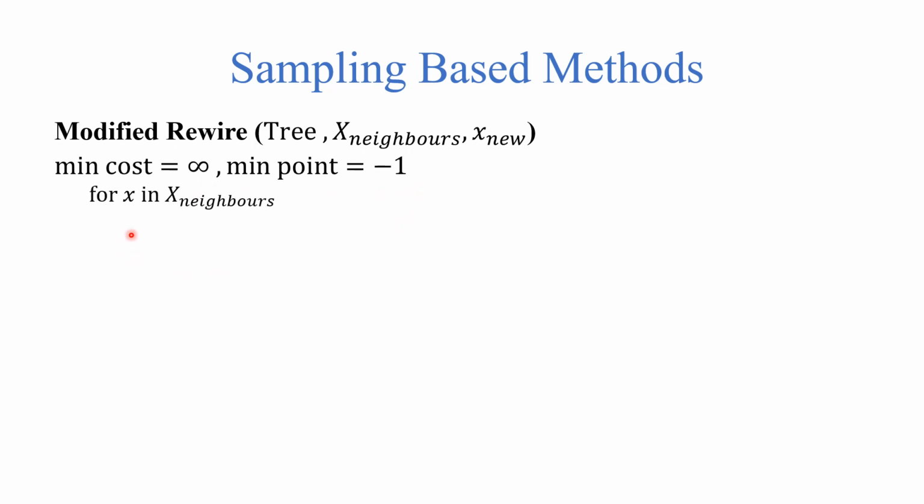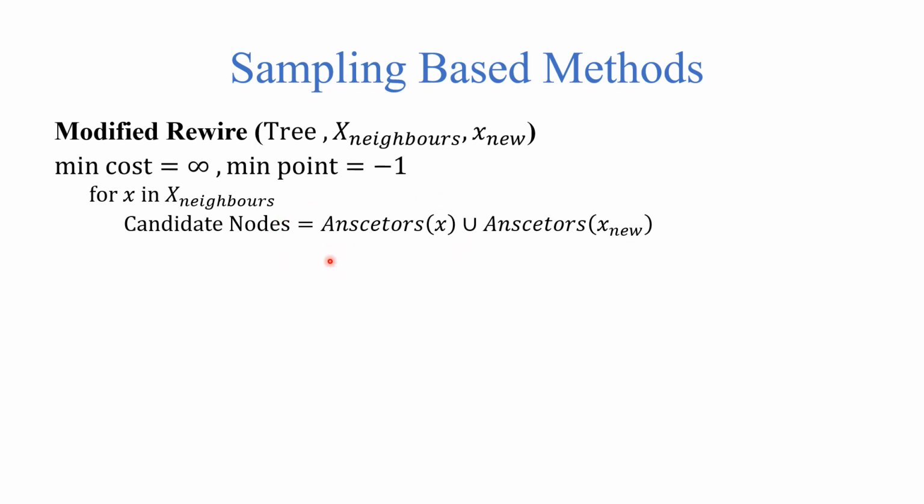Now for each node in the neighbor set, we're going to define a set called candidate nodes, which is equal to its ancestors, in addition to the ancestors of the newly added random point. Okay, so this is actually now the set that we're going to search.